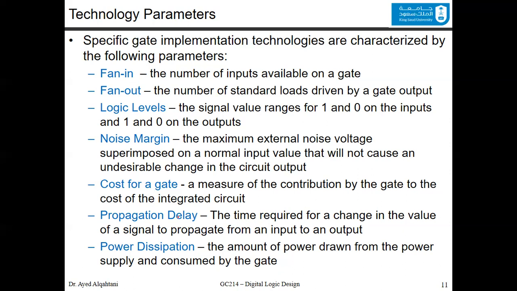The propagation delay is the time required for a change in the value of a signal to propagate from the input until you get the output. So there is a certain delay through the gate, and we will call this propagation delay. The power dissipation is the amount of power drawn from the power supply and consumed by the running gate.